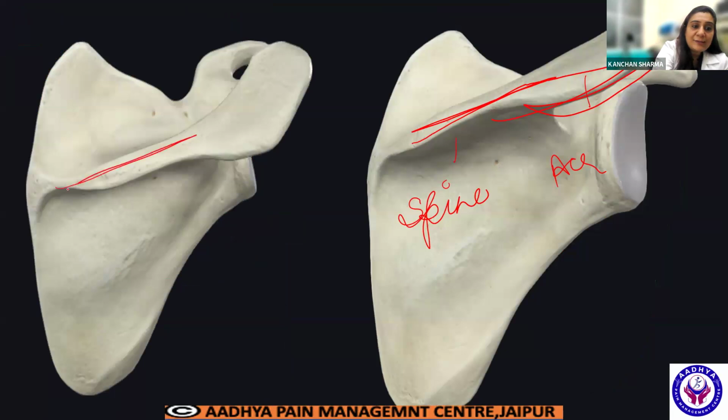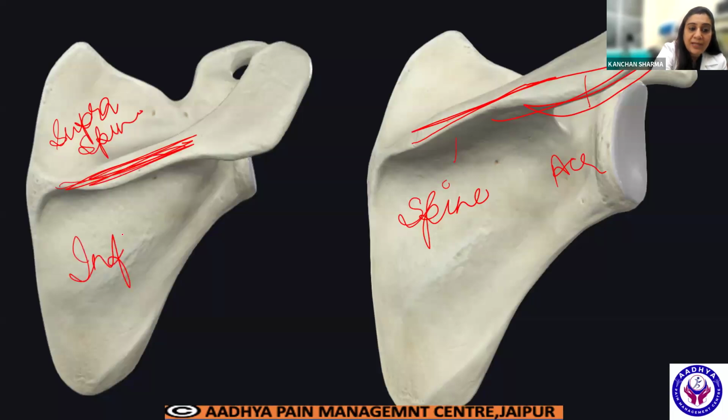So now this is the spine. This spine is dividing the posterior aspect of the scapula into a fossa which is above it. So it becomes the supraspinatus fossa. And if this is the spine, what is below it becomes the infraspinatus. Anatomy is very easy. Just remember the name. If this is the spine, something which is superior to it becomes supraspinatus.